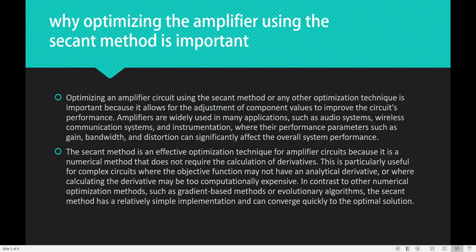The secant method is an effective optimization technique for amplifier circuits because it is a numerical method that does not require the calculation of derivatives. This is particularly useful for complex circuits where the objective function may not have an analytical derivative, or where calculating the derivative may be too computationally expensive. In contrast to other numerical optimization methods such as gradient-based methods or evolutionary algorithms, the secant method has a relatively simple implementation and converges quickly to the optimal solution.